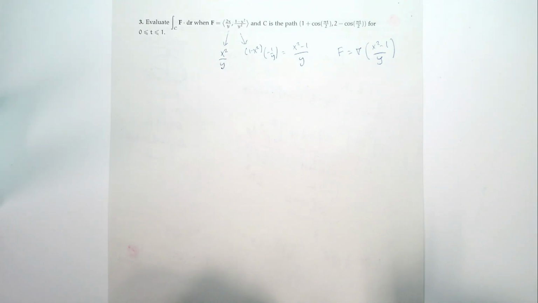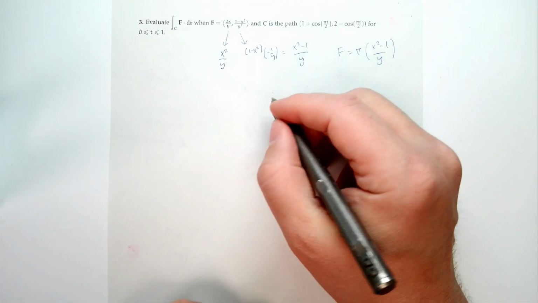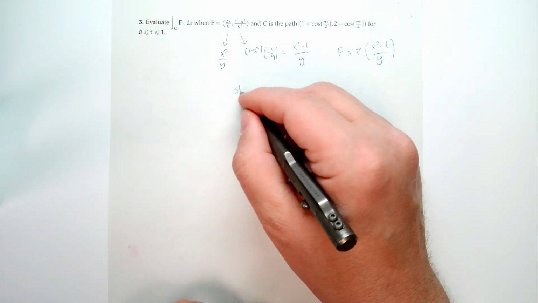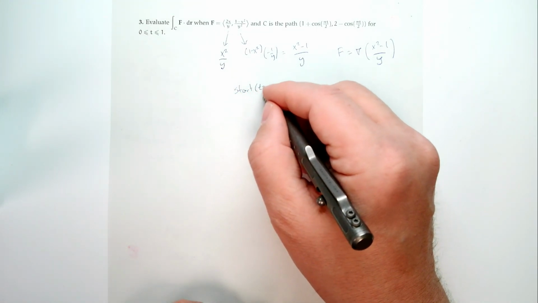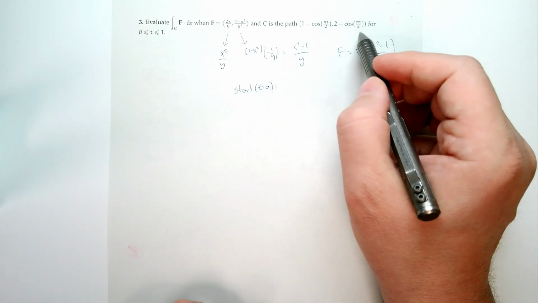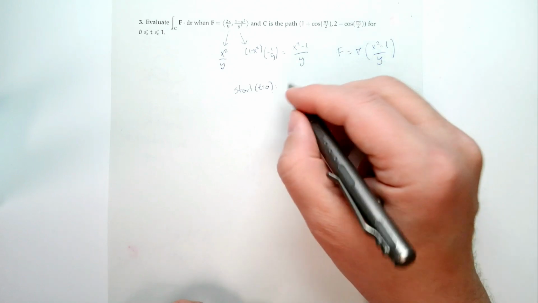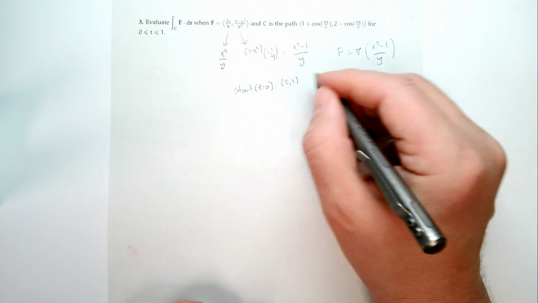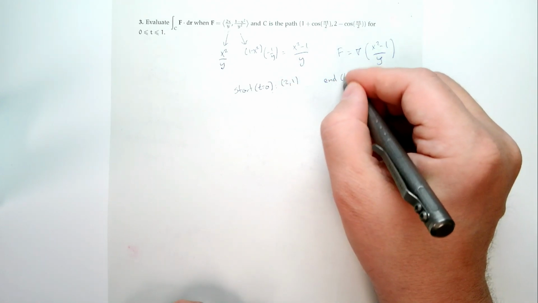That's the best kind of line integral. Now we need to figure a couple things out. Where do you start? Well, that's t equals 0. So we plug in t equals 0, we're going to get cosine of 0, and cosine of 0 is 1. So we start at 2 comma 1. Where do you end? Well, that's t equals 1.